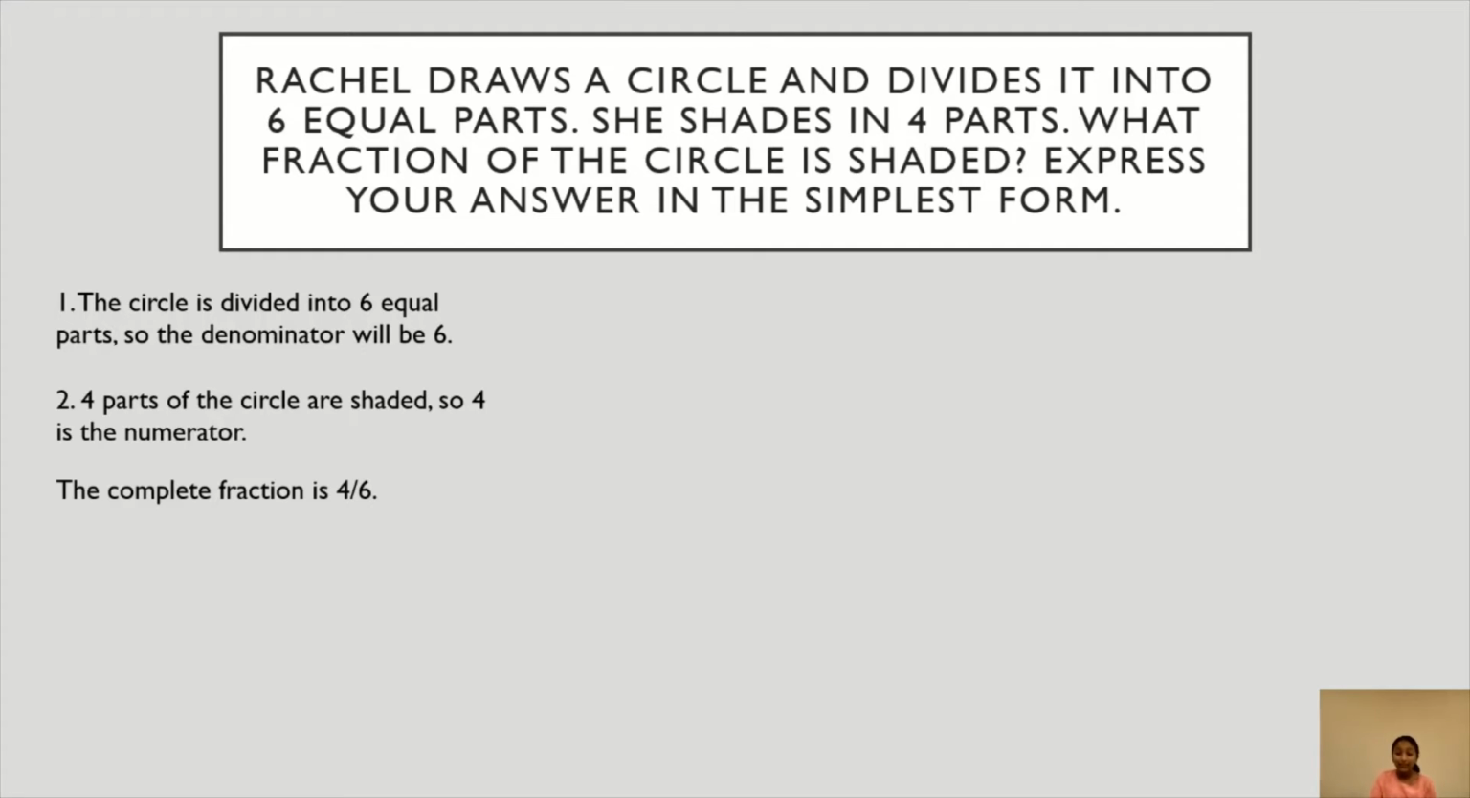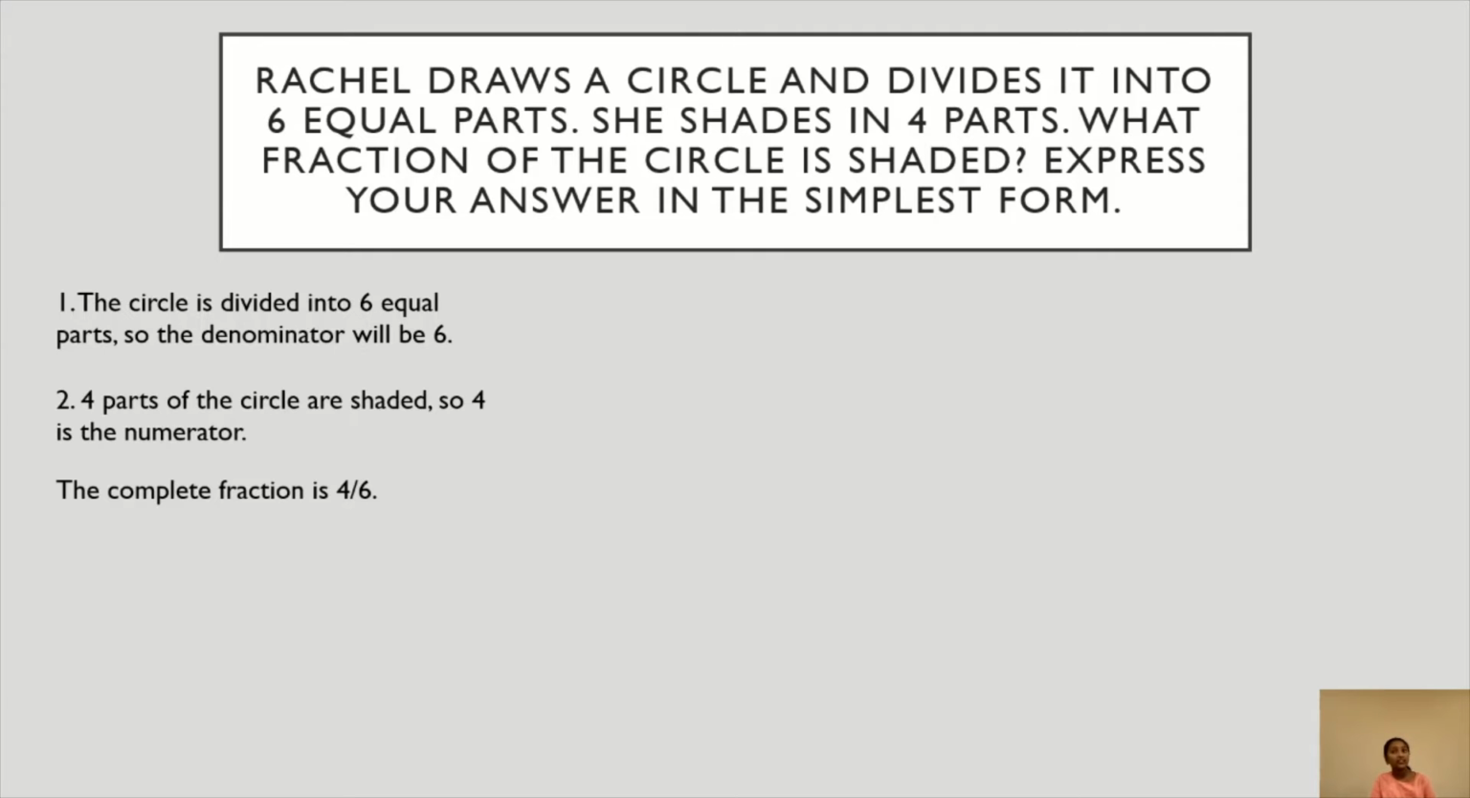So, if you want to express it in the simplest form, then you would need to learn GCFs. So GCF stands for greatest common factor. And so a common factor is a number that any set of numbers can be divided by. And here there's only two numbers because a fraction always has only two numbers, 4 and 6. So you need to find out a common number that both of them can be divided to.